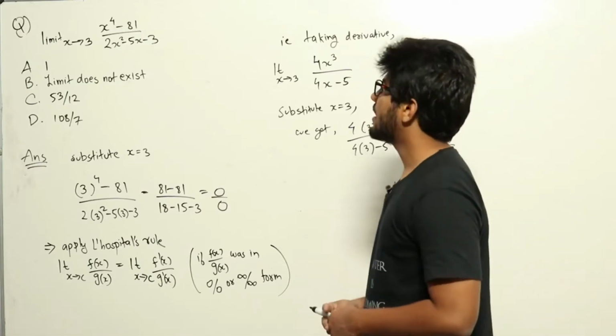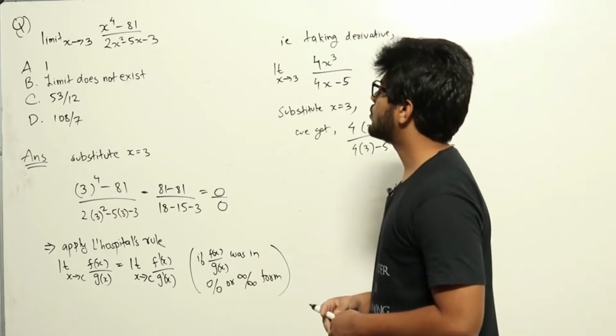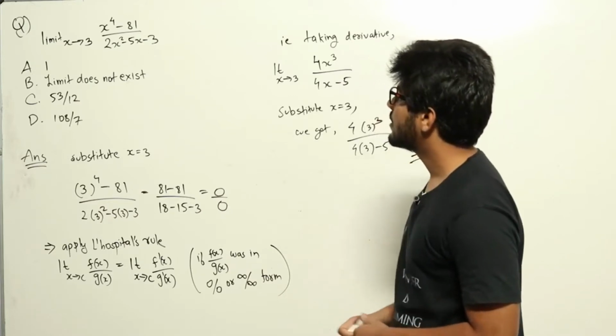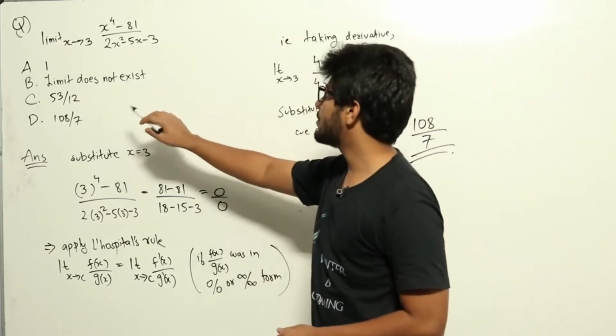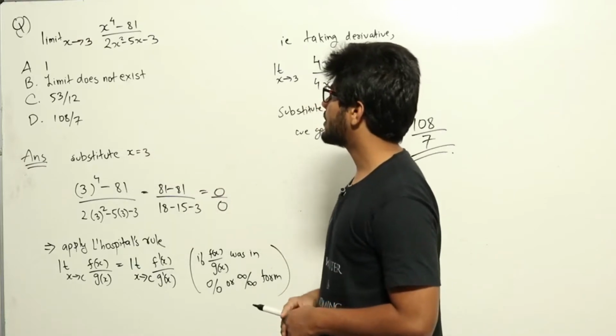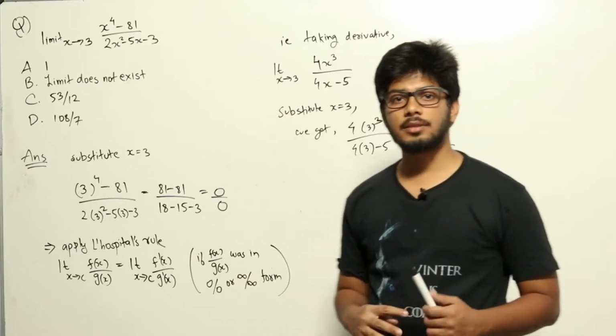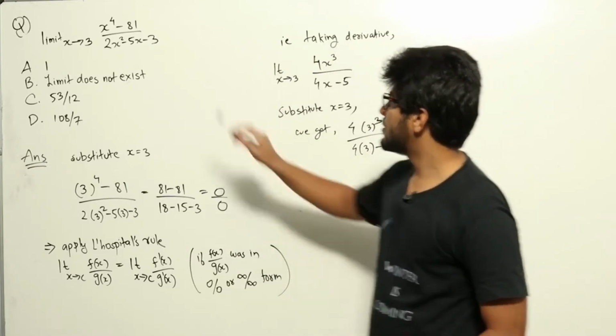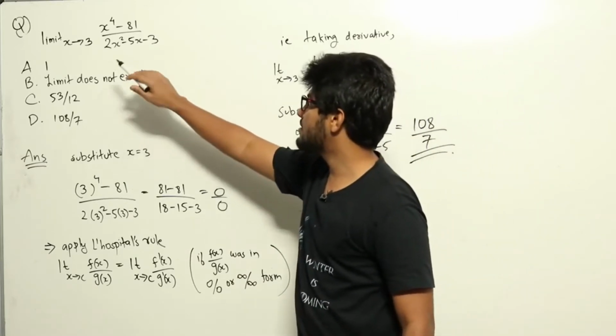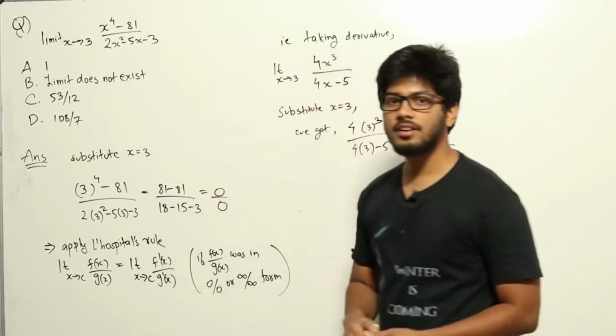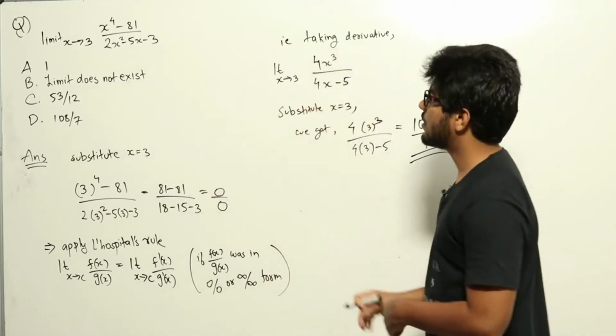Limit x tend to 3, (x power 4 minus 81) by (2x square minus 5x minus 3). Options: A 1, B limit does not exist, C 53 by 12, D 108 by 7. So this is a question from engineering mathematics regarding limits. We need to find what the limit as x tends to 3 of the given expression would be. This is a very easy question. I'll show you how to solve it.